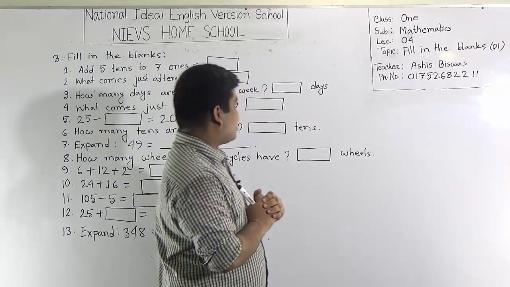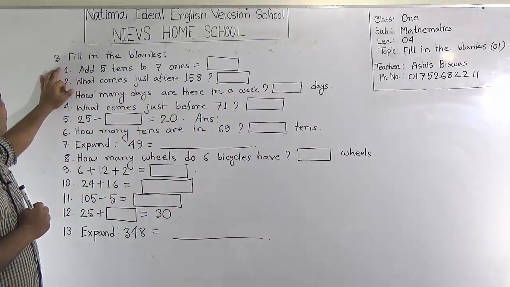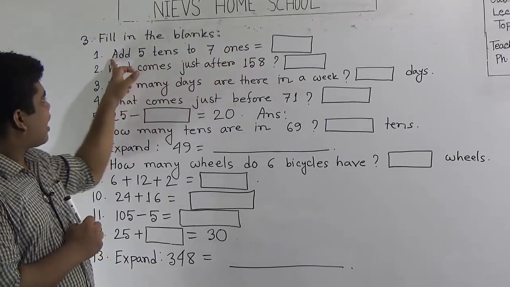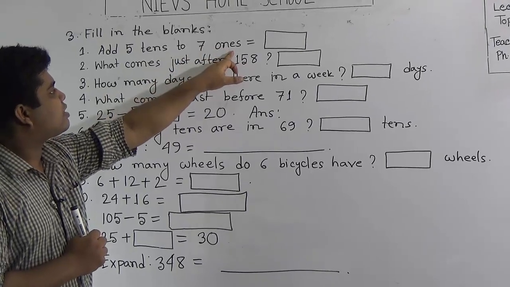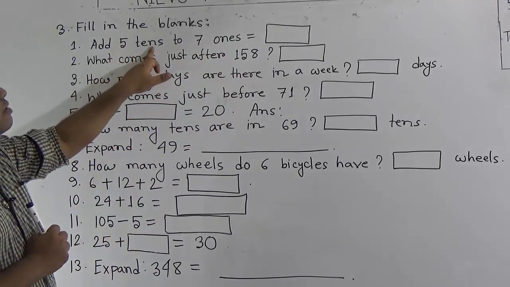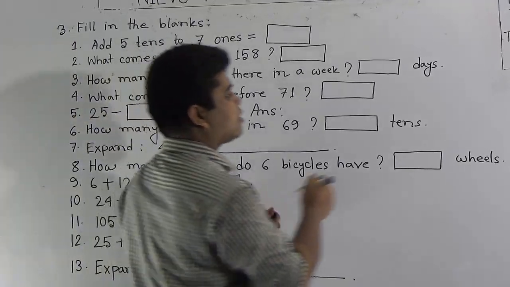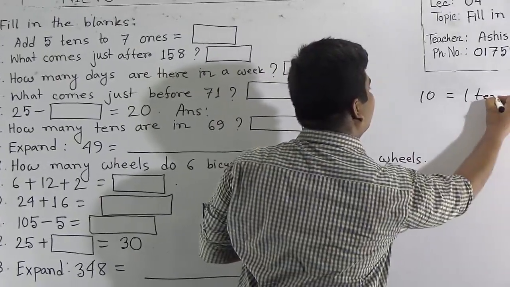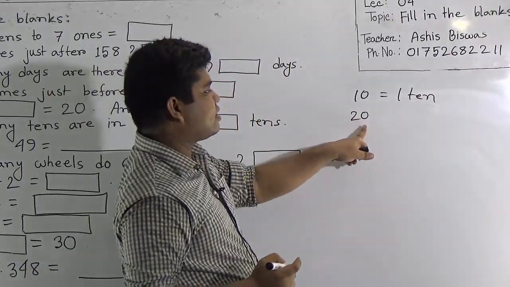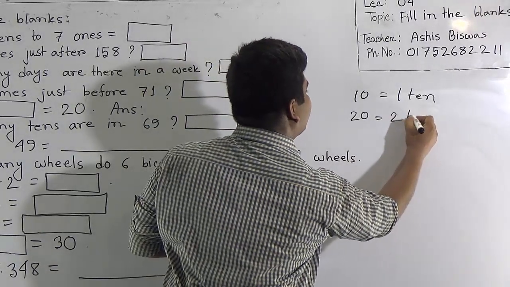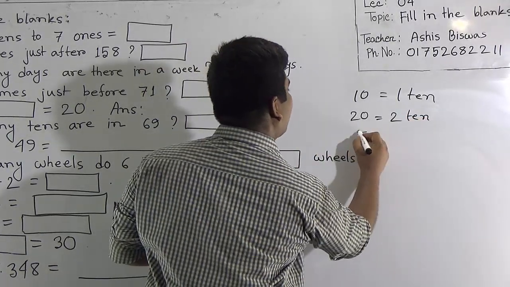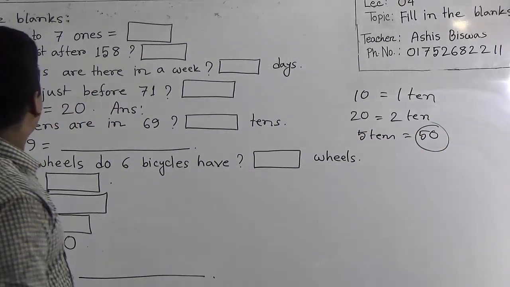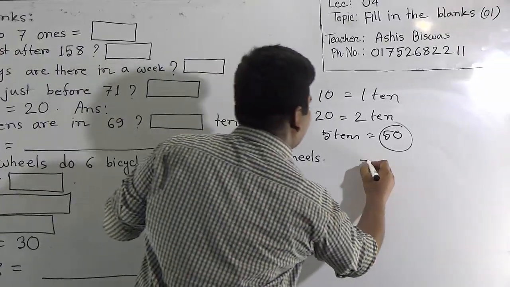My dear students, let us start our class. Our first question is add 5 tens to 7 ones. At first we want to know what 5 tens means. This is 10, so we call this 1 ten. This is 20, we call this 2 tens. Just like if I ask you what is 5 tens, it will be 50. So add 5 tens means 50.